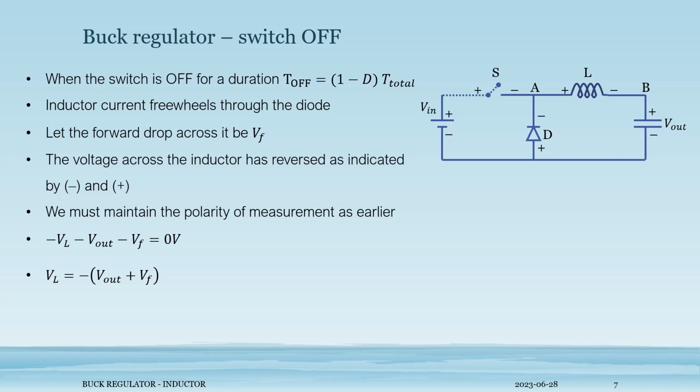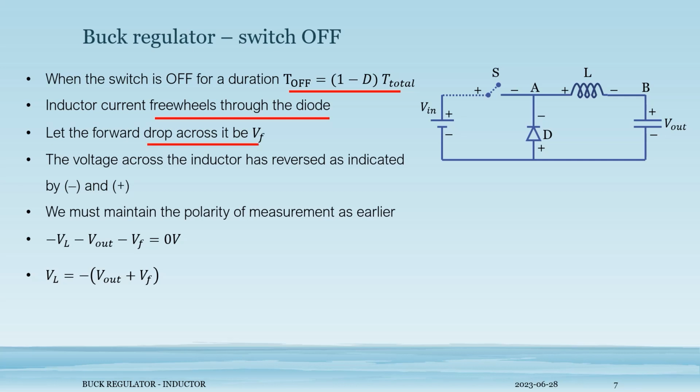Let us now look at the equations when the switch is turned off. If D is a duty cycle applied, then off time is given as 1 minus D into T total. The diode is forward biased and it gives the inductor current a path for discharge. The inductor current is set to freewheel through the diode. The voltage drop across the diode is the forward voltage drop.